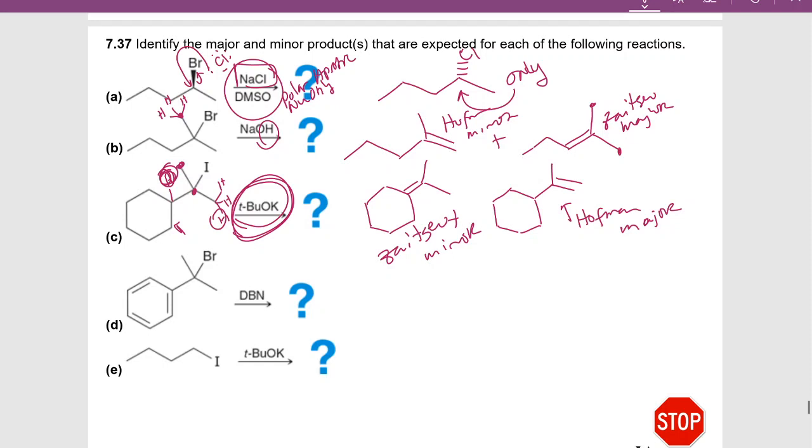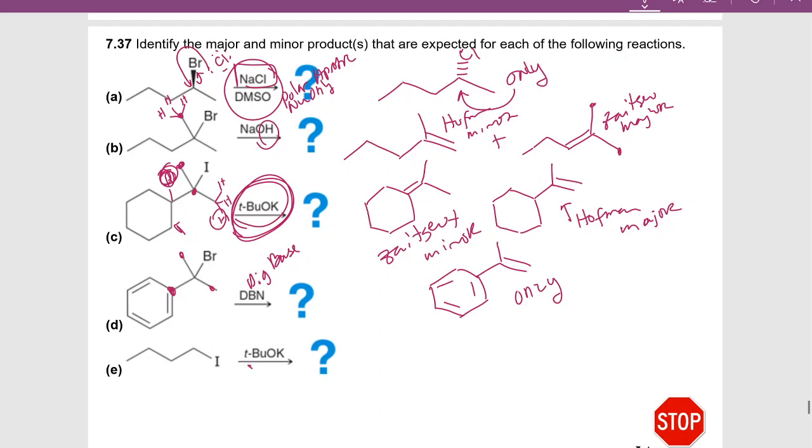All right, so for D, remember DBN is a big bulky base. You can look that up in your book. It's a big base, and it is a base only. It does not act as a nucleophile. And so we don't have any hydrogens here at the ring. We only have the end hydrogen, so we only have one possible product. We're not going to get substitution because we've got base only. So this would be a strong base, weak nucleophile, but actually this thing is not a nucleophile at all. And so this is going to be our only product.